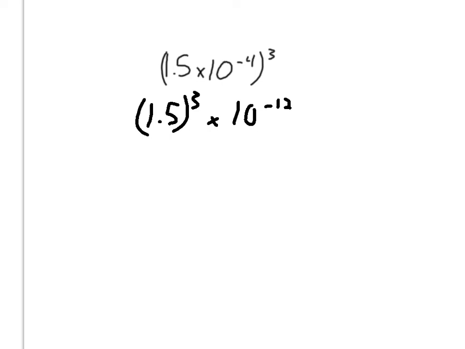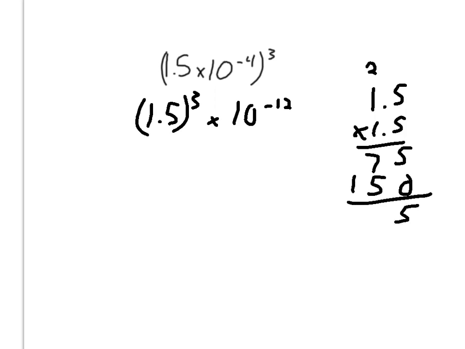Now I just have to take this 1.5 and take it to the third power to make sure it's not going to be over 10. So 1.5 to the third power. 1.5 times 1.5, that's a 5, carry the 2, and the 7. Then we get 5 and then 1, that's 15. And then that is 12, and that is 2. With 2 decimal places, we get 2.25.